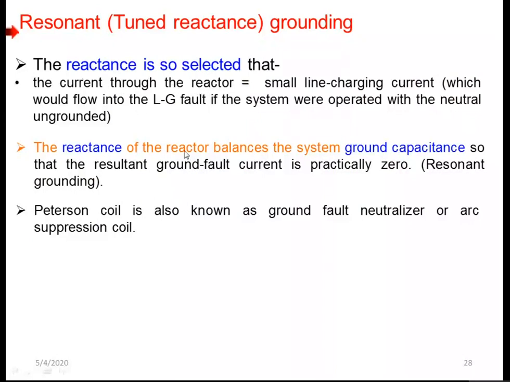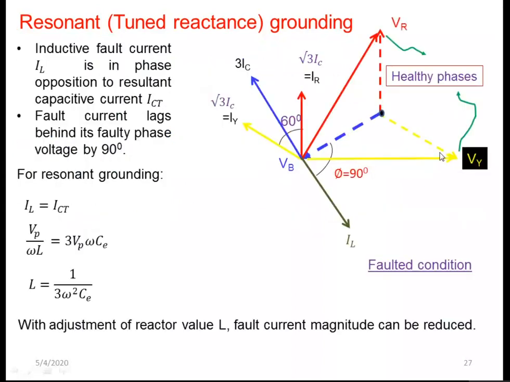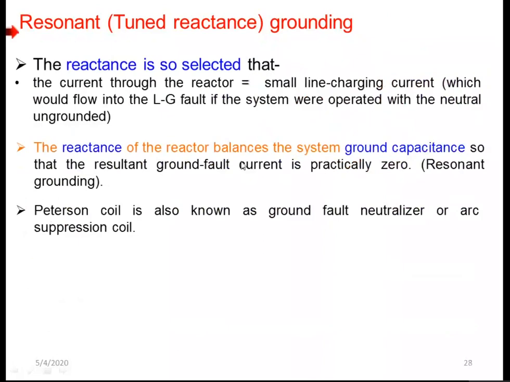Now, this reactance of the reactor balances the system ground capacitance. If you refer to this phasor diagram, you can see that this magnitude of the current balances the resultant capacitive current, and thus the resultant ground fault current is practically zero, and that's why it is referred to as the resonance grounding case. That's why this coil, this tuned reactance grounding, we call it the Peterson coil, also known as ground fault neutralizer or arc suppressing coil.